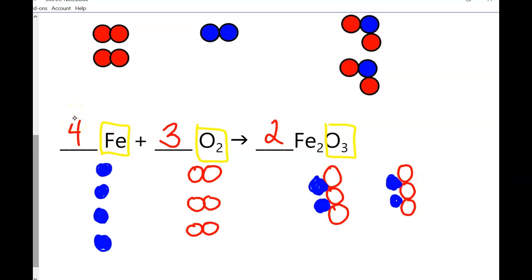So the reason this is called balancing is because you multiply something on the left side, it changes what's on the right side, you go back and fix it, and you go back and forth until you end up with the same number of atoms on the left side of the reaction as the right side of the reaction.